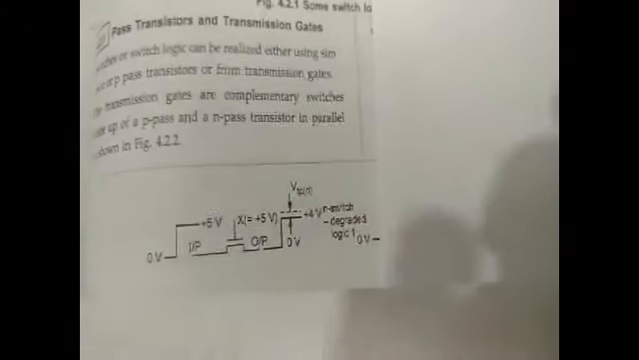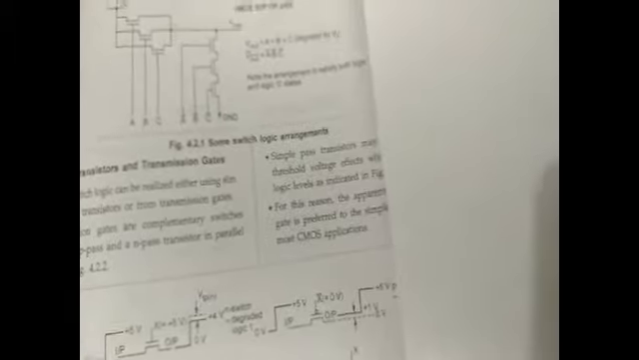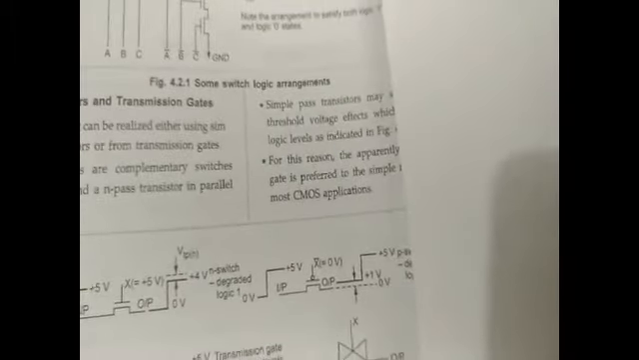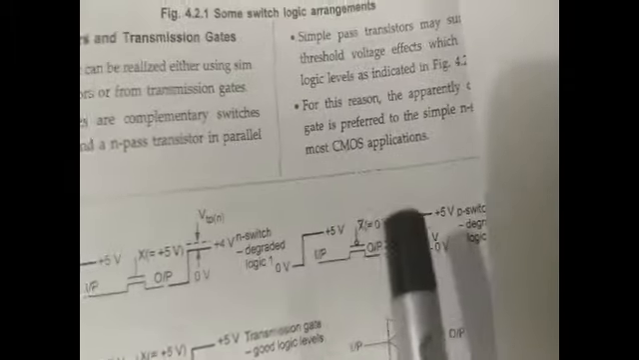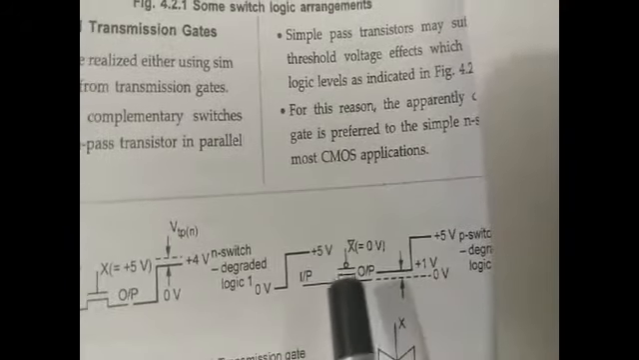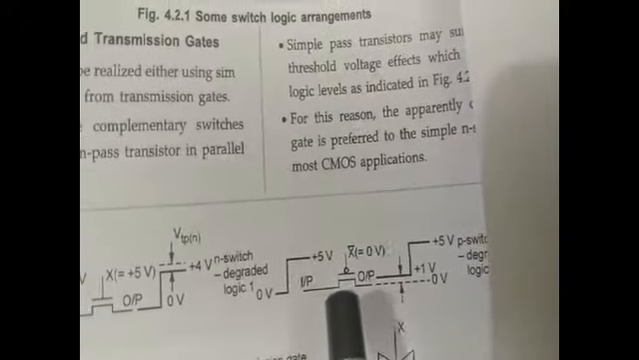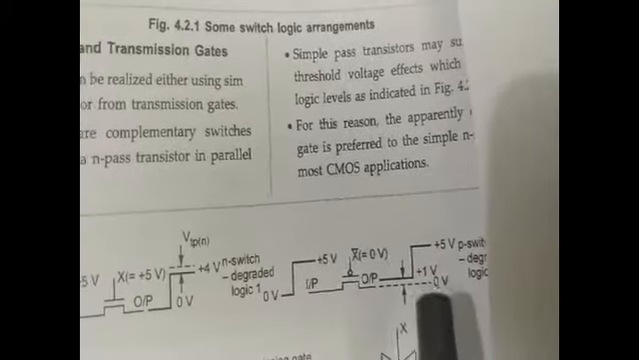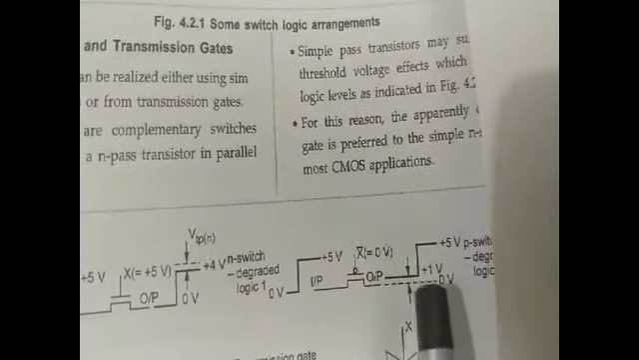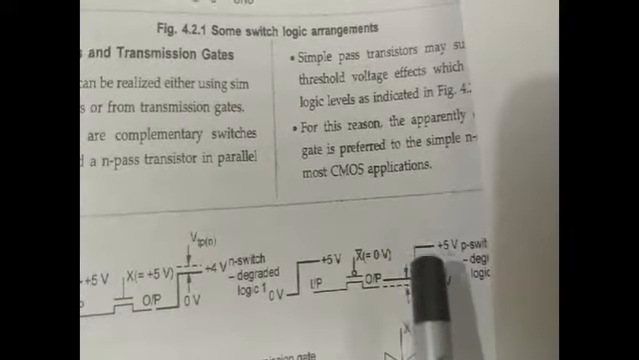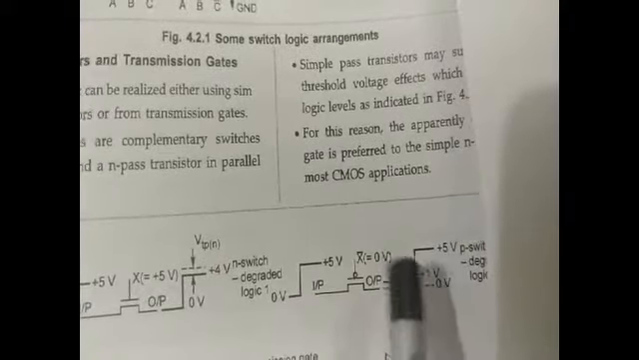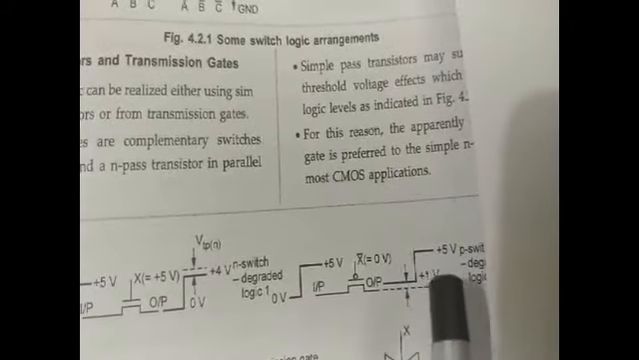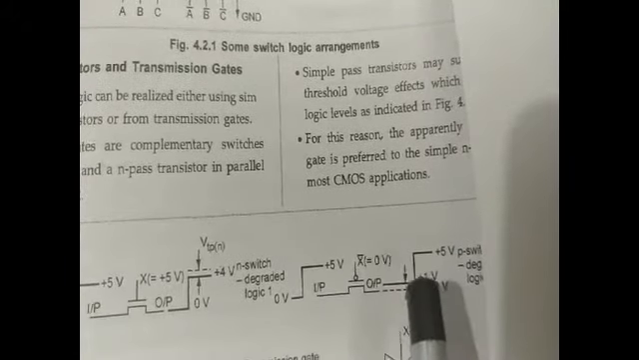In the same fashion, let me consider the PFET. The PFET is on when the input is 0. So when the input is 0 volt, my PFET is on, but the value we should get is exactly 0, whereas what we will get is plus 1 volt. So this is also due to the PFET's threshold voltage drop.